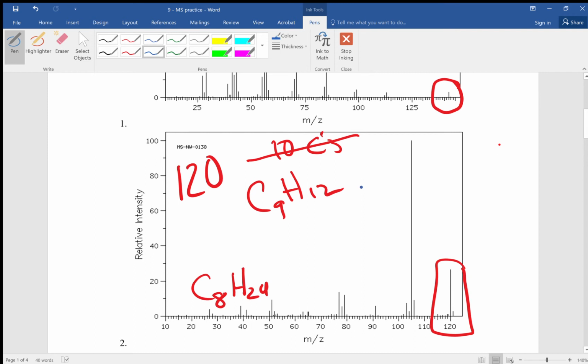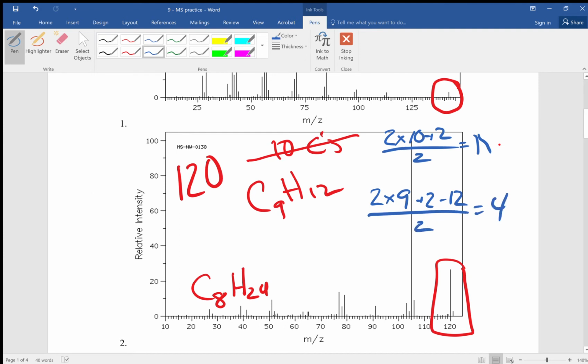We can do that for all three. If we did C10, it would be 2 times the number of carbons plus 2 divided by 2. That would mean we would have to have 11 degrees of unsaturation. Not impossible, but not terribly likely either. For C9H12, 2 times 9 plus 2 minus 12 divided by 2 is 4. It's a very reasonable number of degrees of unsaturation. In fact, that's exactly equal to what's in an aromatic ring. So that one very well could work.